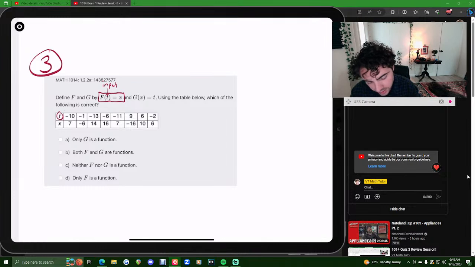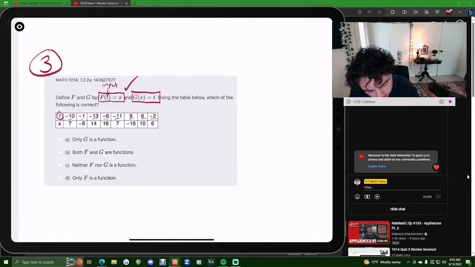So when we look at the t values, we scan across them and ask ourselves, are there any t values that are repeated? So we have -10, -1, -13, -6, -11, and so on. I do not see any t values that are repeated. So f should be a function. If there were any t values that were repeated, then f would not be a function. So f checks out. Now we check function g.